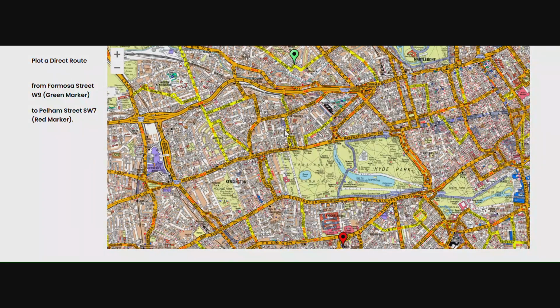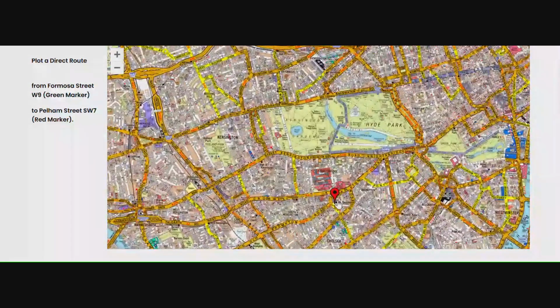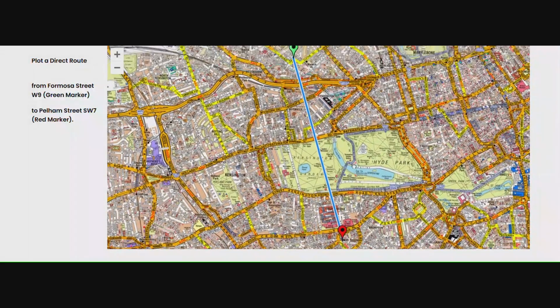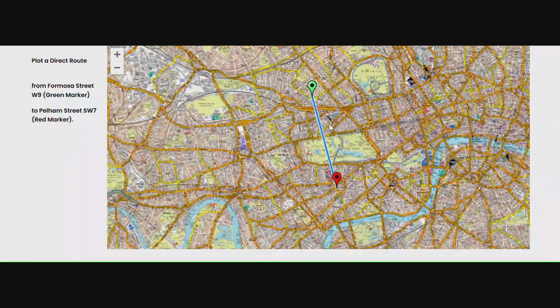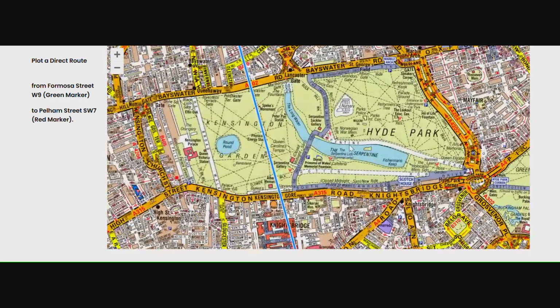So as always, let's begin with the planning. We will draw a straight line from our green marker to our red marker. Here immediately you can see some of the things very clearly: that this route involves us to cross Hyde Park.